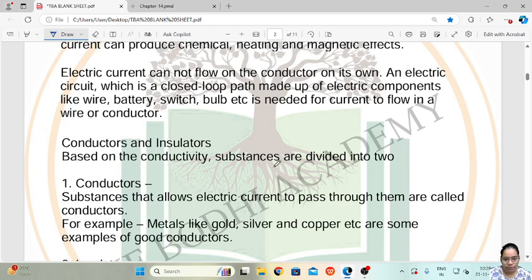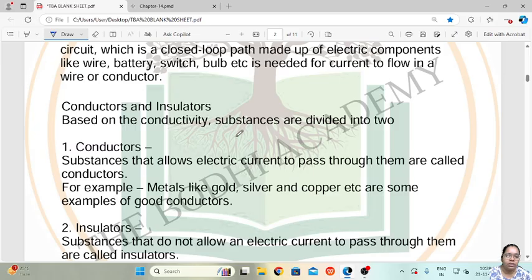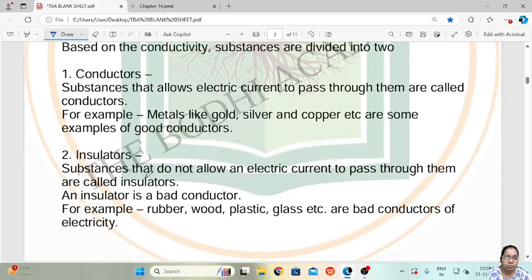Based on conductivity, substances are divided into two: conductors. Substances that allow electric current to pass through them are called conductors. Examples are metals like silver, gold, copper. All metals are good conductors of electricity, and some are poor conductors. Then insulators are substances that do not allow the electric current to pass through them. An insulator is a bad conductor of electricity. Examples are rubber, wool, plastic, glass, which are poor conductors of electricity because they do not allow the electric current to pass through them.